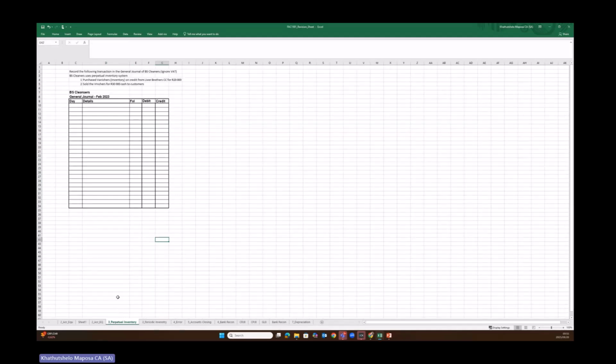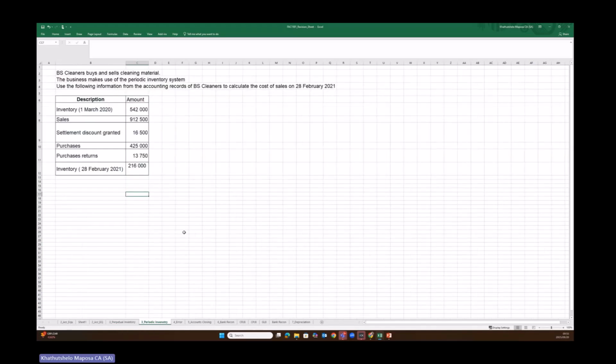Perpetual is continuous: you add an additional transaction where you calculate the cost of sales. Periodic: you wait for year end and do the stock count, which determines the value of the inventory, and then you calculate the cost of sales. The formula from that page is opening inventory plus purchases minus closing inventory. You must memorize that if you do not know it.